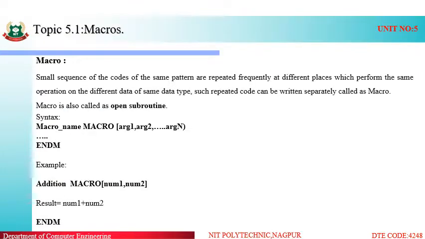So what is a macro? A macro is a small sequence of code of the same pattern that is frequently repeated at different places, which performs the same operation on different data. Such repeated code can be written separately and is called a macro. So according to the definition, a macro is nothing but a function. What does a function perform? Functions perform a repetitive task.